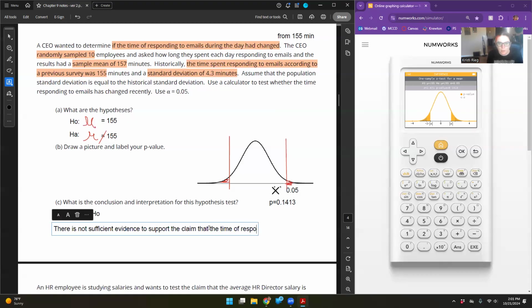Time of responding to emails during the day had. And if you want to say from 155 minutes, that's fine. You could put it in there, or you could just write exactly what the problem is. Either way.